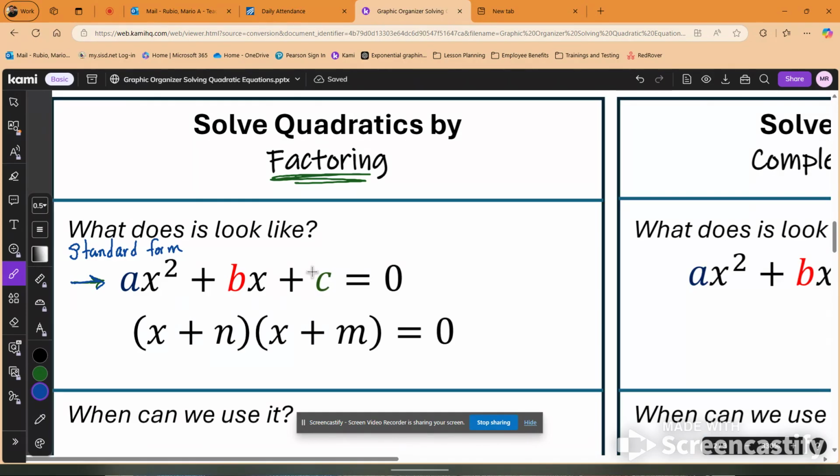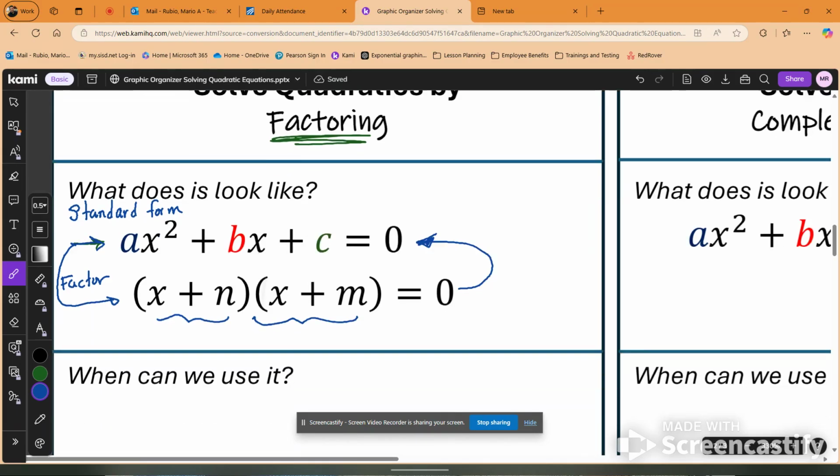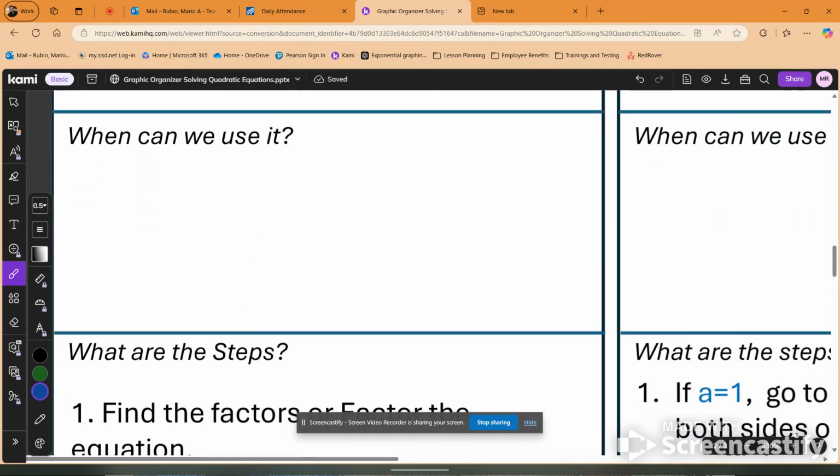And what we're going to do is factor. We're going to take this equation and factor it so that it looks like this. We're basically breaking it down into its multiples. x plus some number times x plus some other number is going to equal 0. The multiplication of these 2 binomials will bring us back up here. So we're breaking one equation down into 2 equations. Please write all this down in your graphic organizer. And then you're going to scroll down to skip this one.